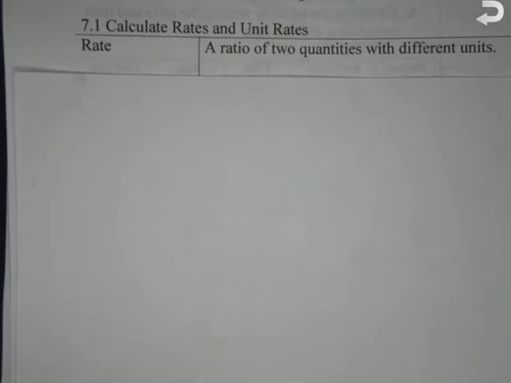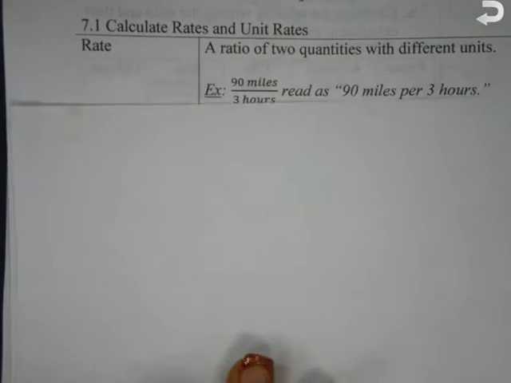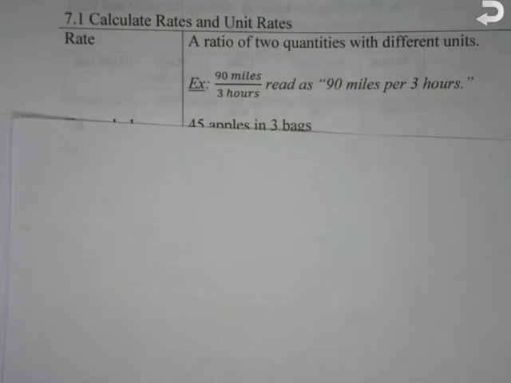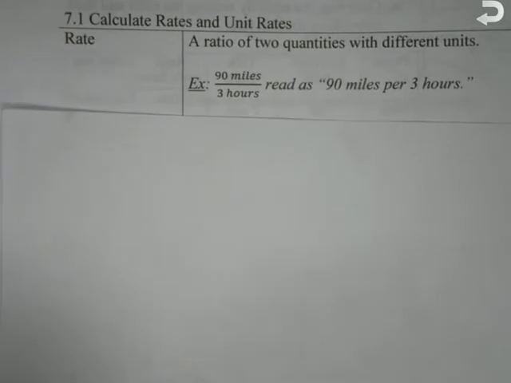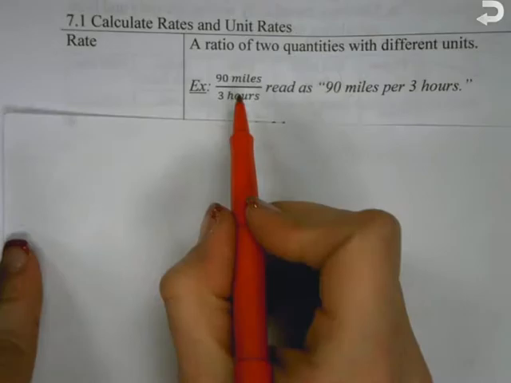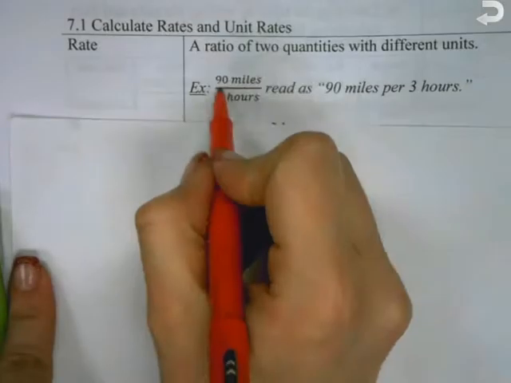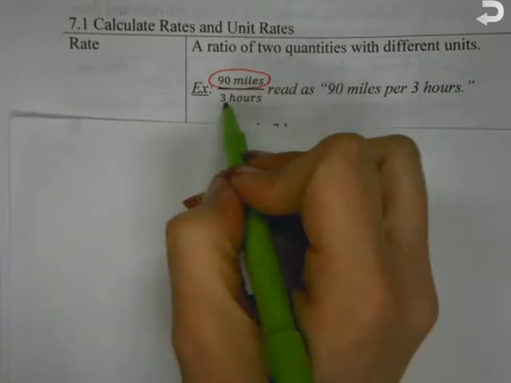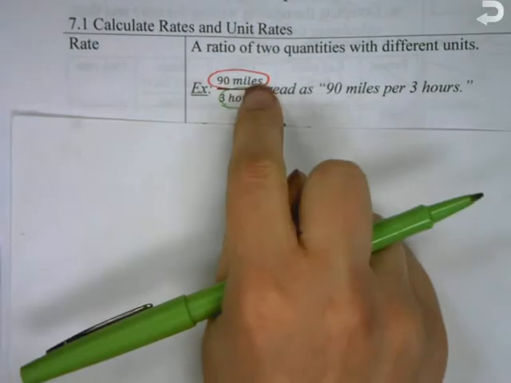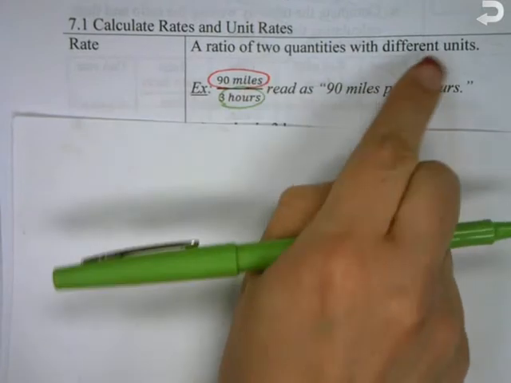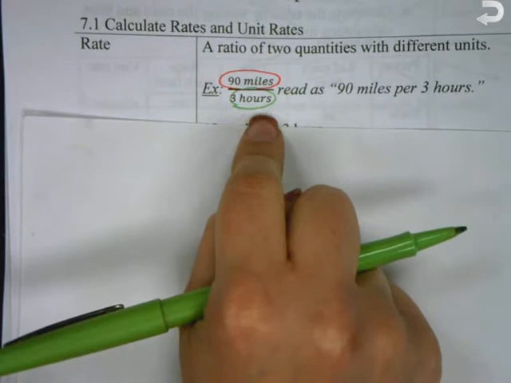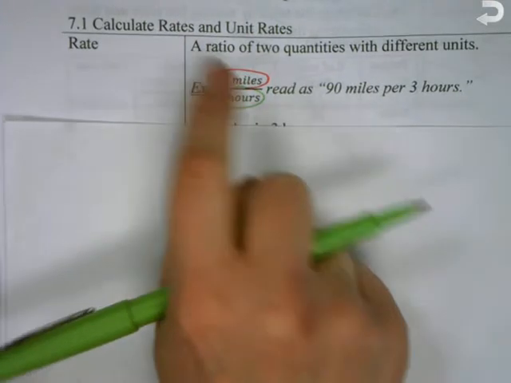Okay, so what's an example of a rate? Here's a rate. Let's say I give you a fraction. That's what ratio means, right? Ratio is a fraction. Notice that I have in the numerator 90 miles. In the denominator, I have 3 hours. My units are miles and hours. Are those the same? No. So that's why this is considered a rate. We have a fraction, and the units are different.